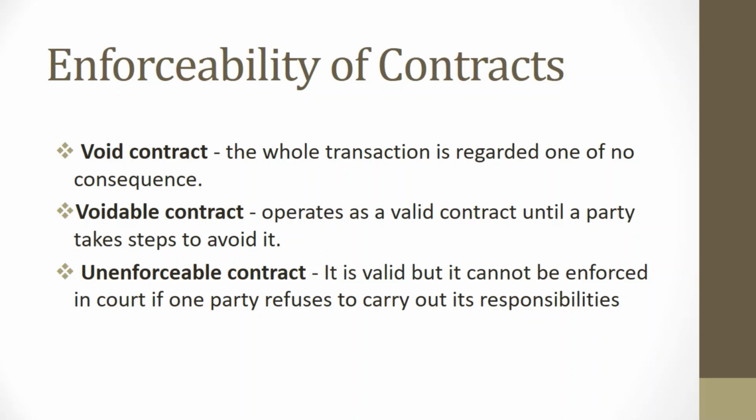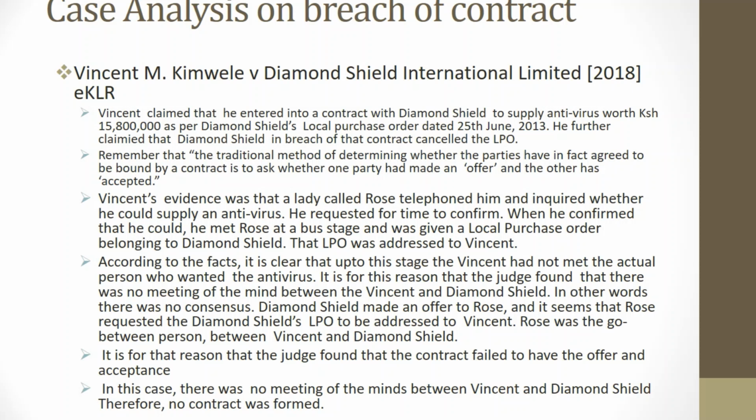Now, with these types of contracts in mind, I want us to have a look at analysis in the Kenyan situation, so that we appreciate our own local law, because either way, when we sign contracts, they affect us based on Kenyan courts. So our first case analysis was a case on breach of contract, and it is a case between Vincent and Diamond Shield International. Now, the facts of this case were that Vincent claimed that he entered into a contract with Diamond Shield to supply antivirus worth 15,800,000 as per Diamond Shield's local purchase order dated 25th June 2013. Now, Vincent went ahead to claim that by cancellation of this LPO, there was a breach of contract.